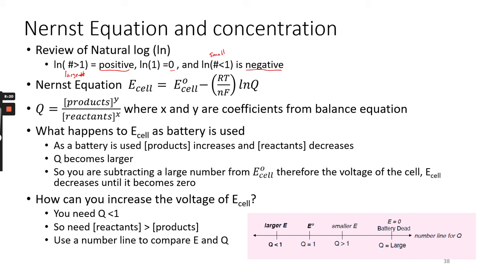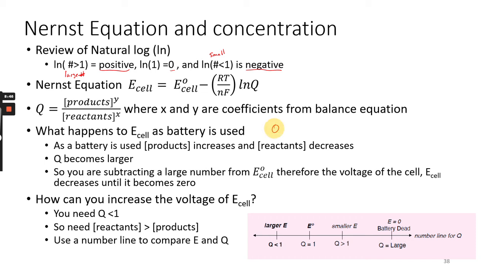Okay, so remember Q from equilibrium, where it's just the products raised to their coefficients in the balanced equation divided by the reactants raised to their coefficients in the balanced equation. So what happens to the potential of your cell as your battery is being used? As the battery is used, you are producing more products, so your concentration of products increases and your reactants decrease. So this number becomes larger.